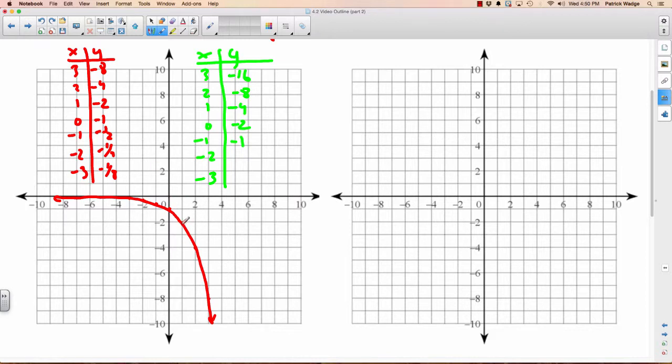This y value was at negative 2, right? 1, negative 2. Now it's going to go down to negative 4. This y value is at negative 4. It should go down to negative 8. This y value is at negative 8.